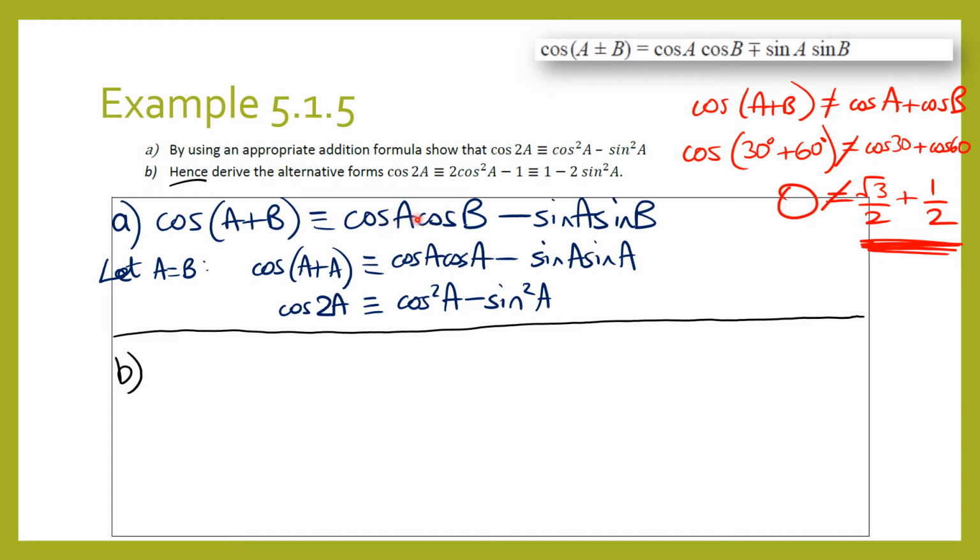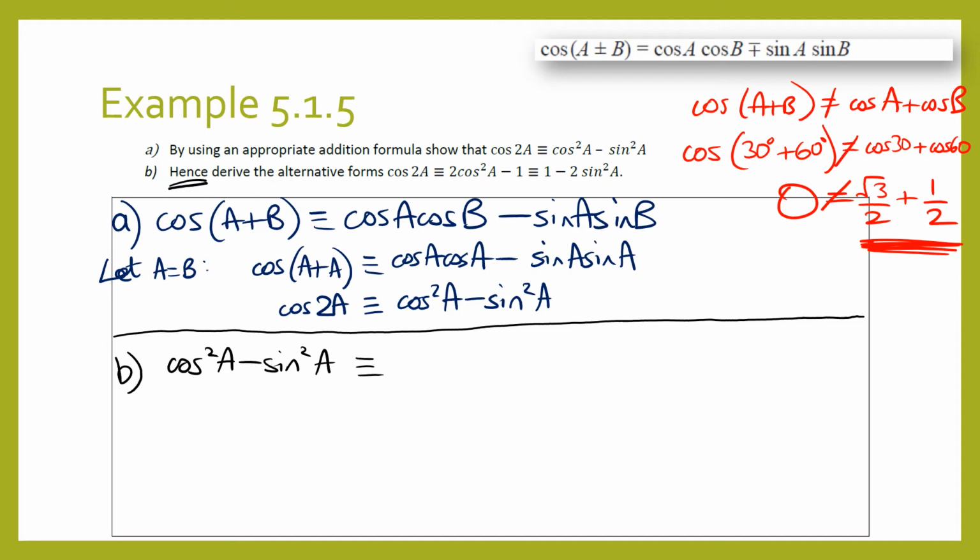But if you just need to use them as part of solving an equation, for example, then you don't want to be deriving the double angle formulae. You need to know them, memorize them. Right, let's start with cos squared A take away sine squared A, because the question said hence. So I'm picking up where I finished on part A.